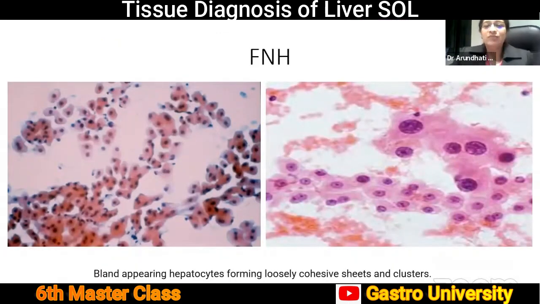So when it comes to FNACs, problems arise at the ends of the spectrum, that is the well-differentiated and the poorly differentiated hepatocellular carcinomas. If you see the image, this is a focal nodular hyperplasia where you have bland appearing hepatocytes that form very loose sheets or clusters. And this lesion is virtually impossible to differentiate from a well-differentiated hepatocellular carcinoma on FNAC because the features are practically the same in both of these lesions.